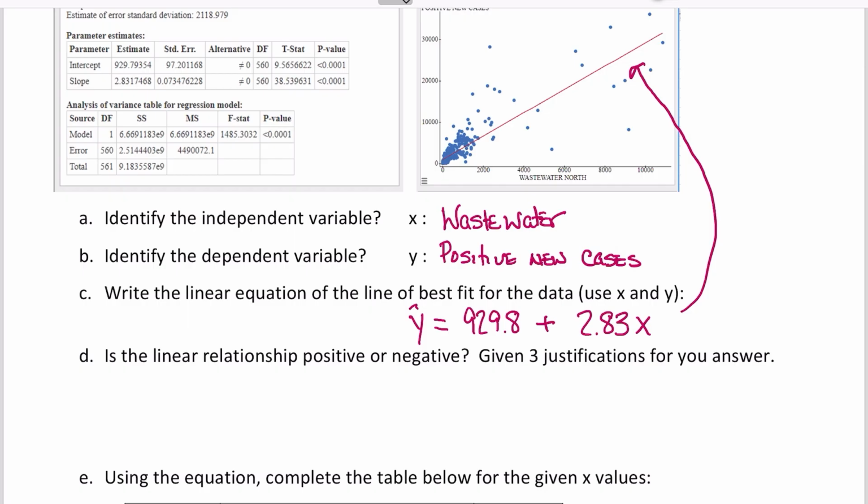Is this linear relationship positive or negative? Give 3 justifications. Every time you're going to give 3 justifications, and I'm going to use the same wording for each of those. So the first would be correlation.